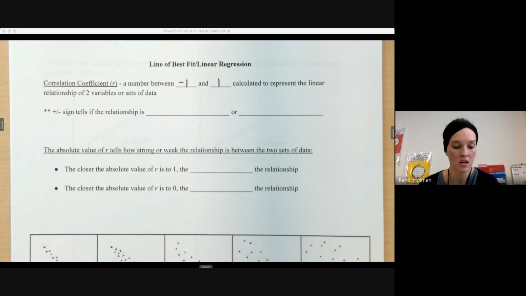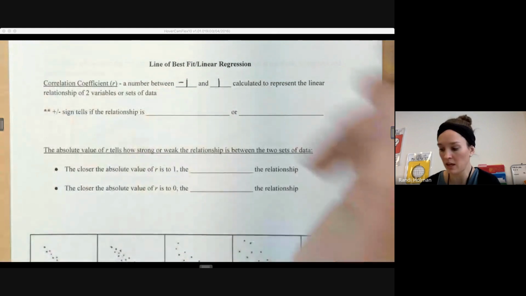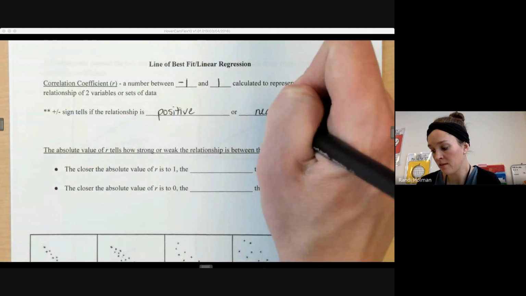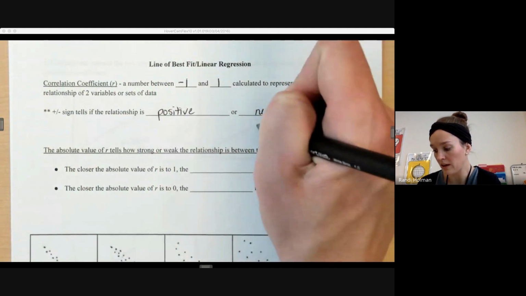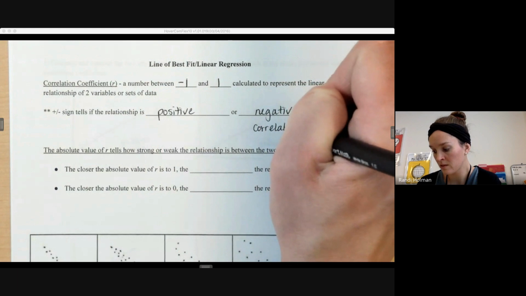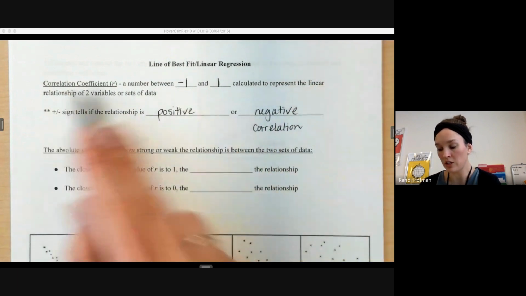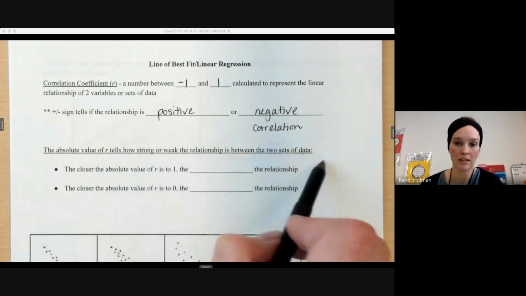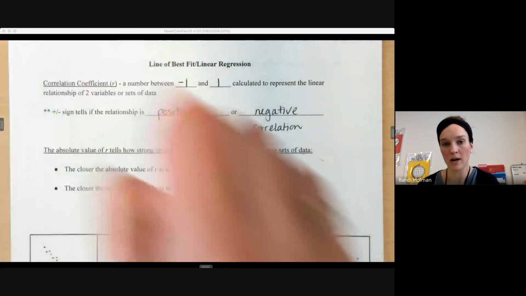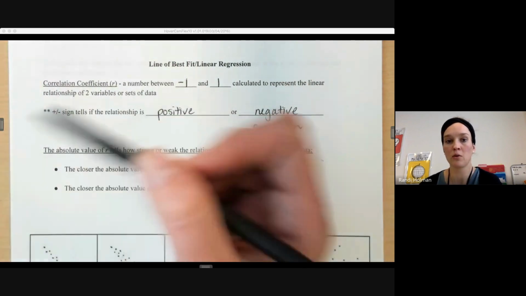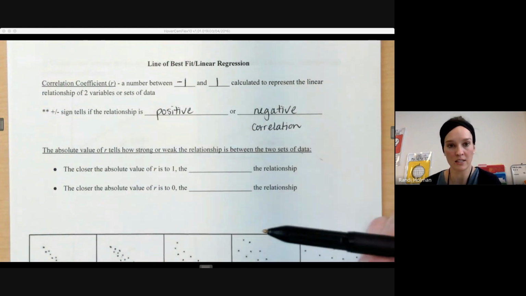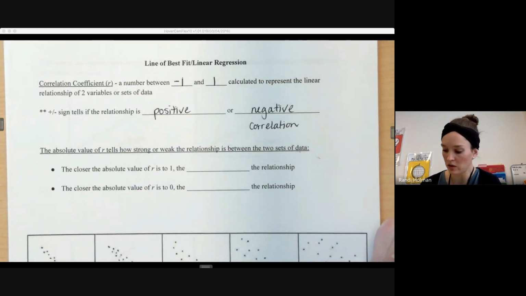of two variables. Right? So the positive or negative sign tells you if the relationship has positive or negative correlation. And so if you have a correlation coefficient of -0.5, that means your data is negatively correlated. As your x's are increasing, your y's are decreasing. Similarly, if you have a correlation coefficient of 0.67, that means that you have a positive correlation. As your x's are increasing, your y's are also increasing.